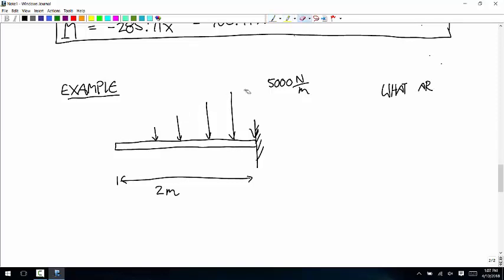Sorry, I drew this backwards. That's the kind we've already done. So now the 0 is over here, and the 5,000 is on the other side.